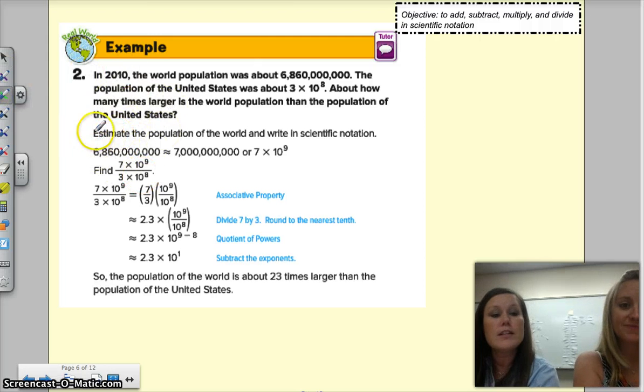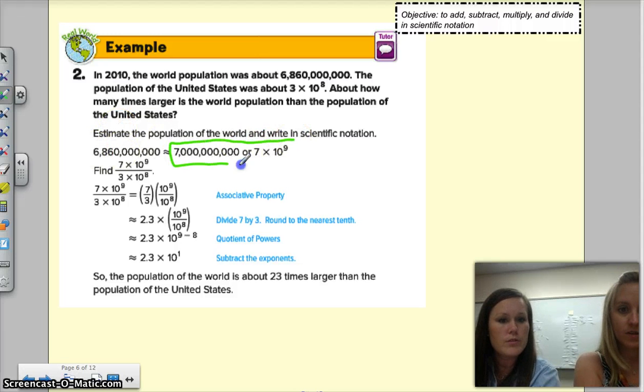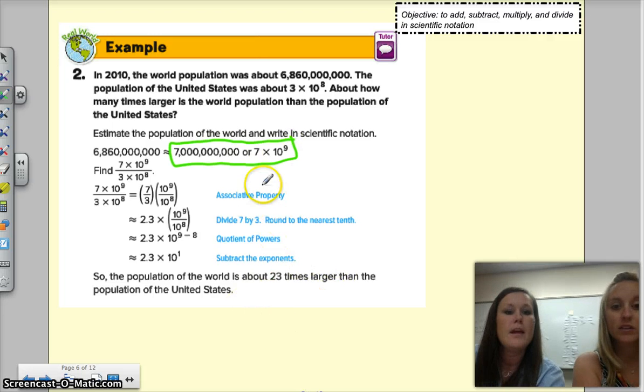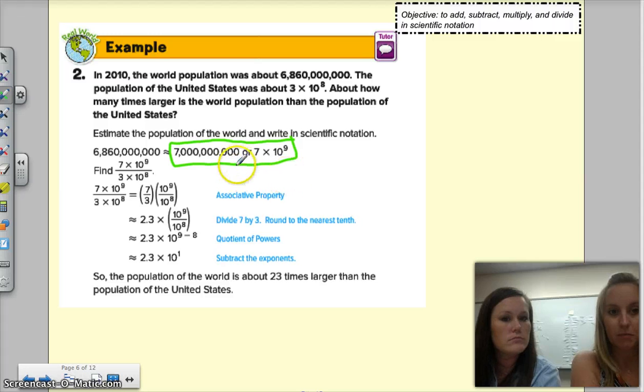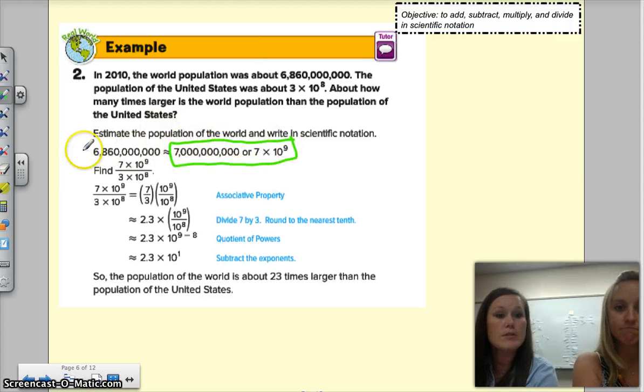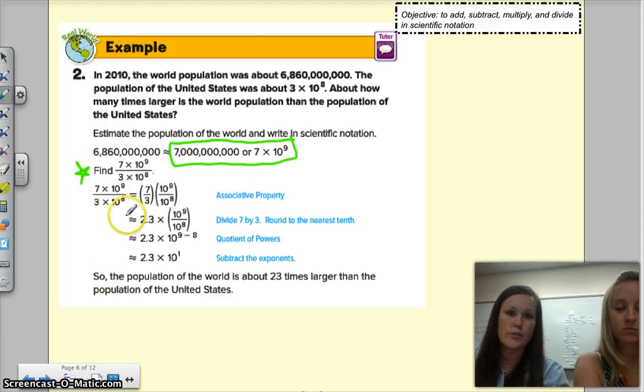So the first thing they did is estimate the amount with this right here. They rounded to the nearest billion, just to make it an easy number, so that they could write it in scientific notation. And then they're dividing, because we're finding how many times larger something is. That tells you to divide, always.